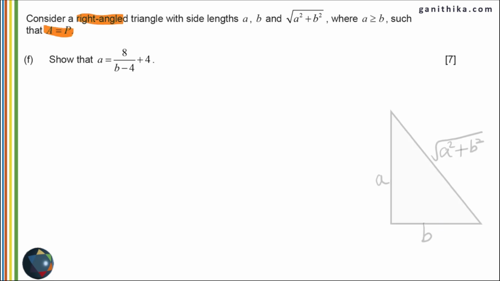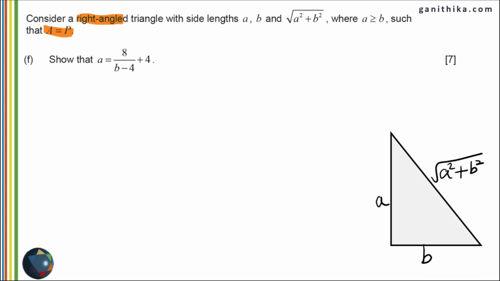So let's draw the diagram of this condition. a and b are the legs of the right angle triangle, and square root of a squared plus b squared is going to be the hypotenuse of the right angle triangle. And now we have A equal to P. Using the formula for A and the formula for P, A is half times a times b and P is adding up all the three sides. We need to make a the subject from this equation.